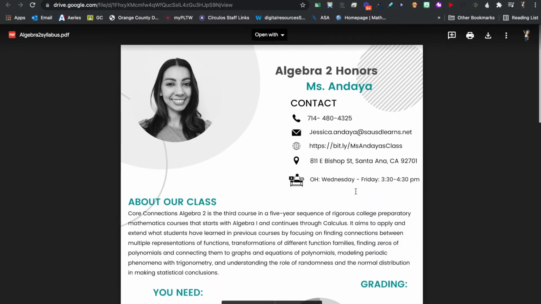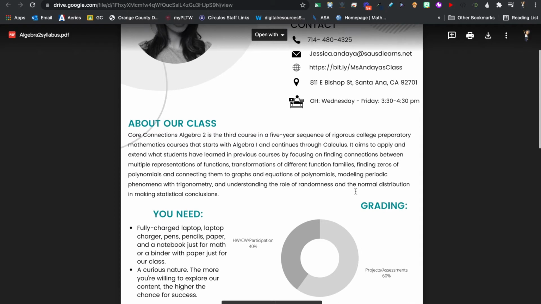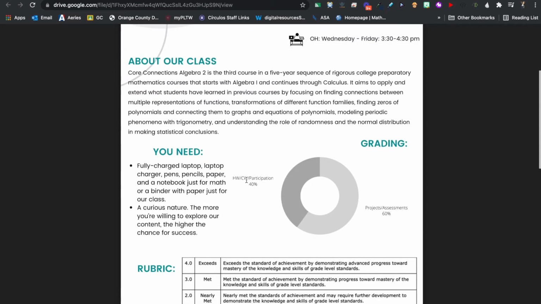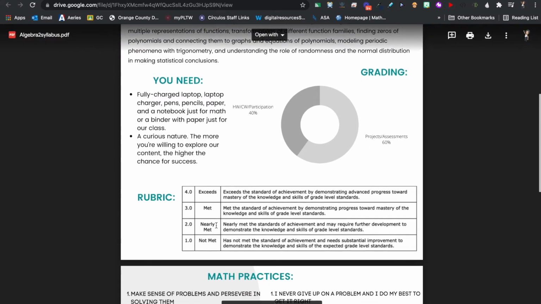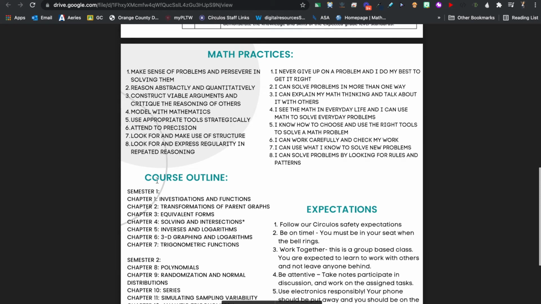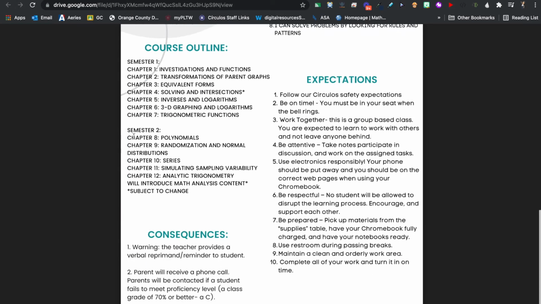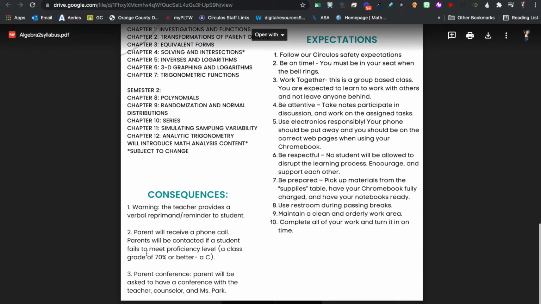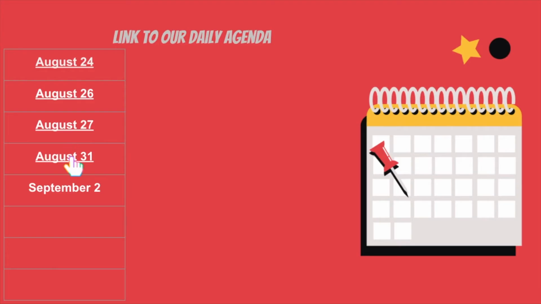Algebra 2 is the 3rd math class in high school for most students. We do have some underclassmen, freshmen and sophomores, in our Algebra 2 class. You can see our syllabus, what we will cover during the first semester, the second semester. We will also try to cover some math analysis content during the second semester.